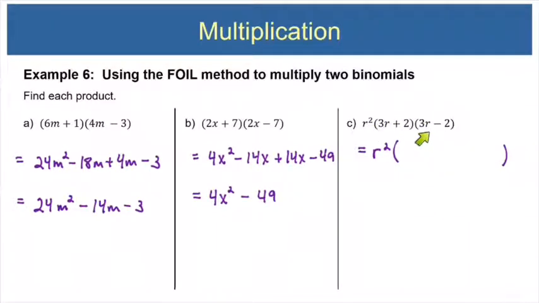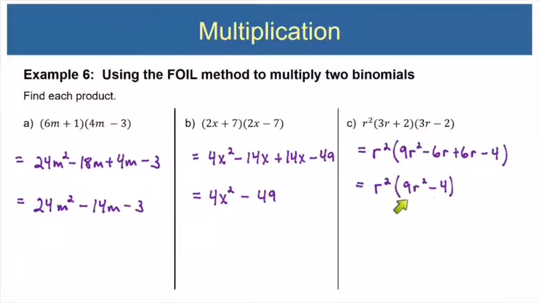So first times first would be 3r times 3r, that's 9r squared. Outer times outer will be minus 6r. Inner times inner will be plus 6r. And last times last will be 2 times minus 2, that's going to be minus 4. Notice that the two middle terms can be combined, and they would add up to 0, so that would give us r squared times 9r squared minus 4.